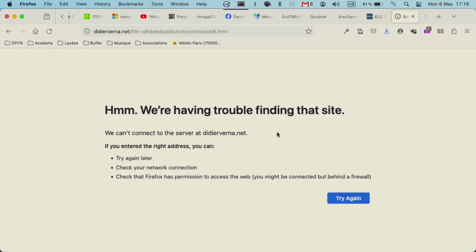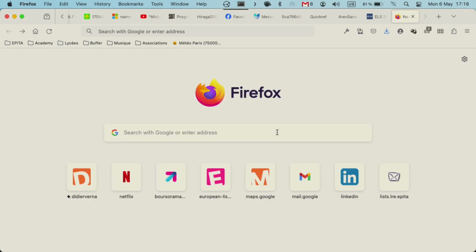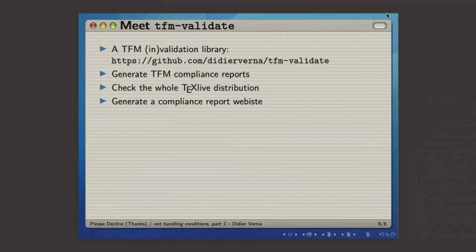If you read this one, for instance, okay, that's not the one. Sorry. I shut down the internet. That's the reason why. Well, anyway, you get the idea. So I'm just going to skip that part.